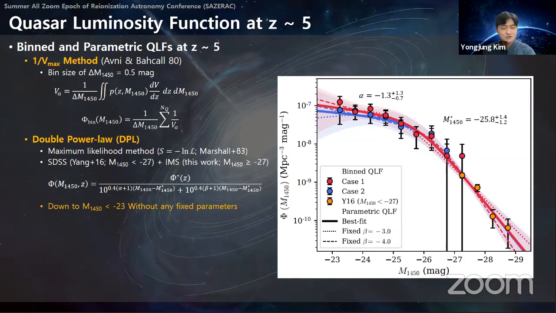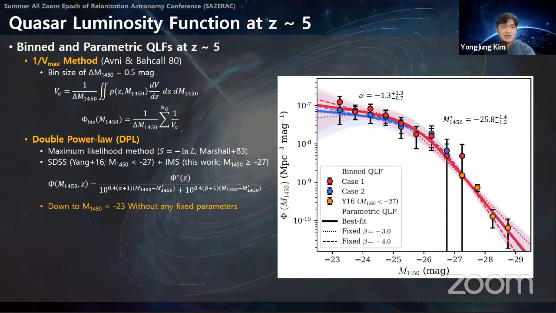And note that in this calculation, we include the bright SDSS quasars in Yang et al. 2016, shown as the orange circles in this figure. And in this work, we, for the first time, derived the parametric QLF down to -23 magnitude without any fixed parameters, and with a very flat faint slope of -1.3. The QLFs in both cases, case 1 and case 2, are consistent with each other.